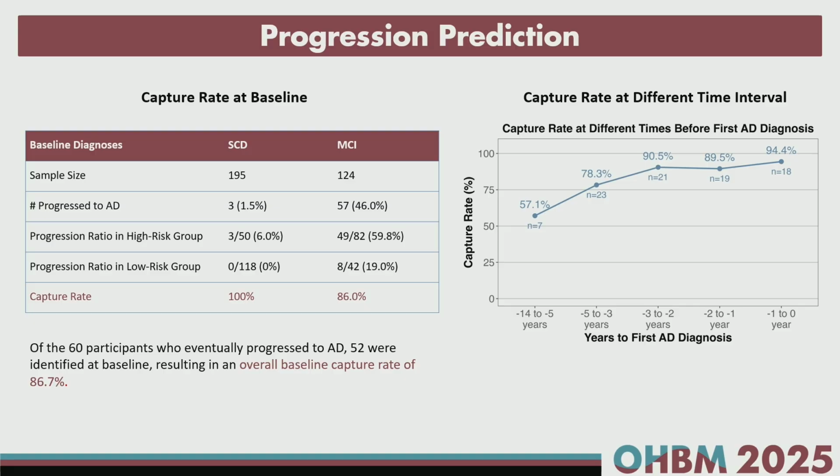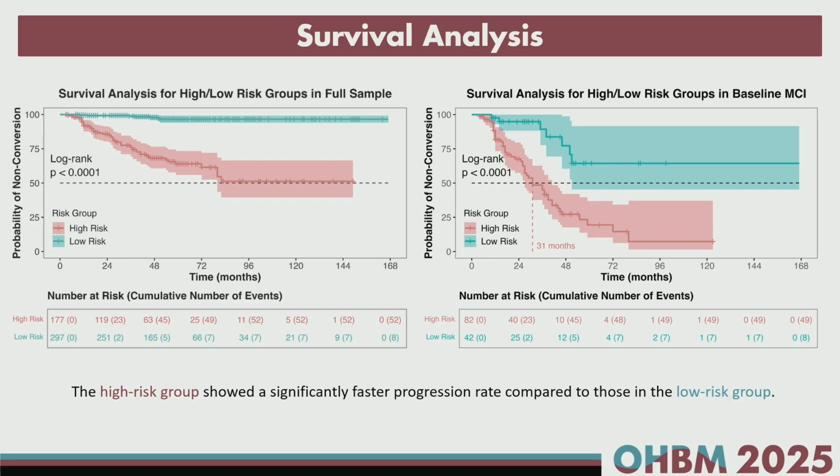If we do not just use the baseline data, but also use the whole longitudinal data, we can find that over 60% of the MCI participants who eventually progress to AD can be identified 2 or 3 years before their first diagnosis. It may open a potential window for early detection or even intervention. We can also see the results from survival analysis.